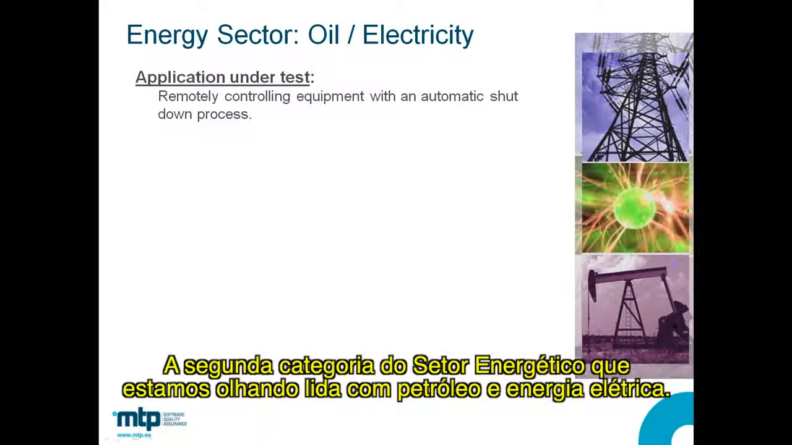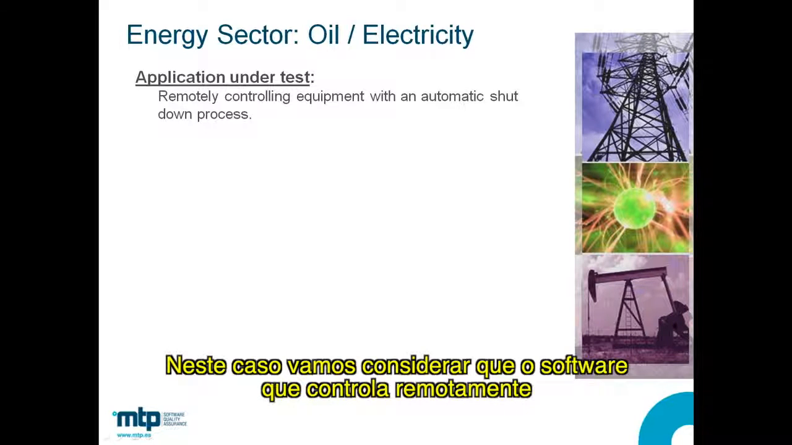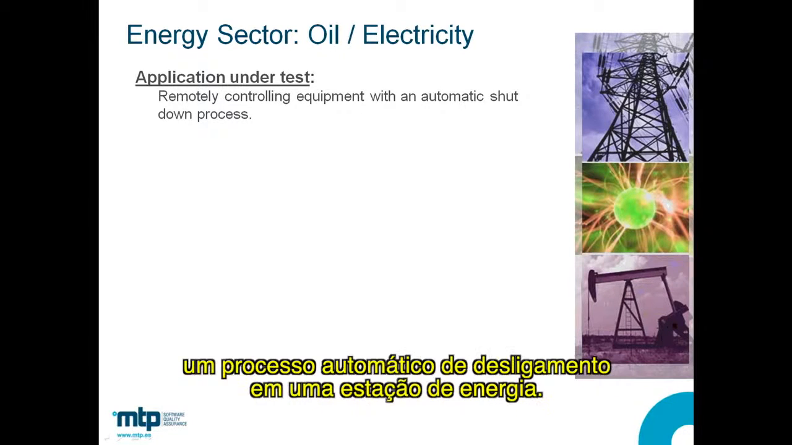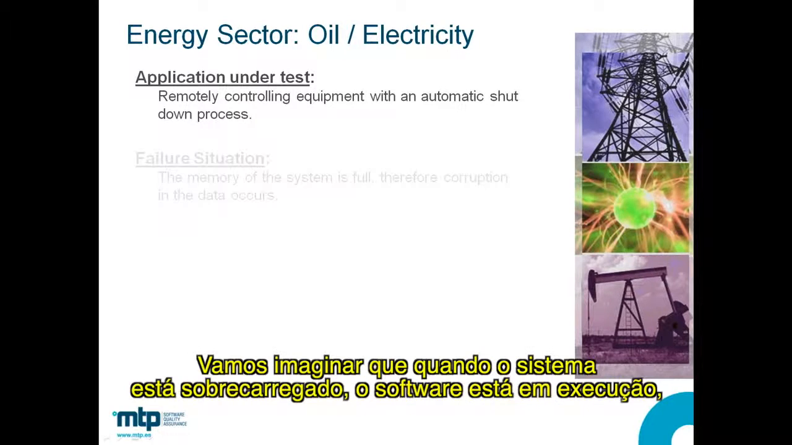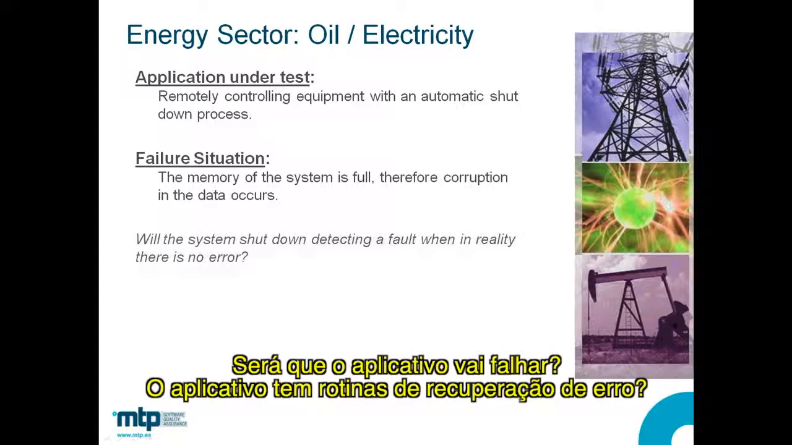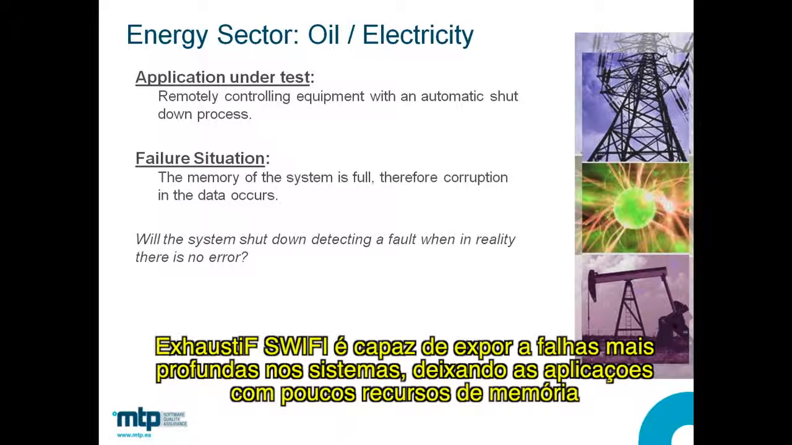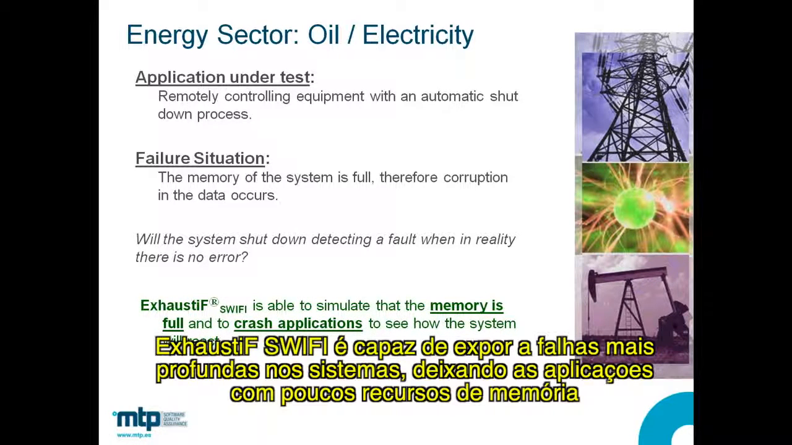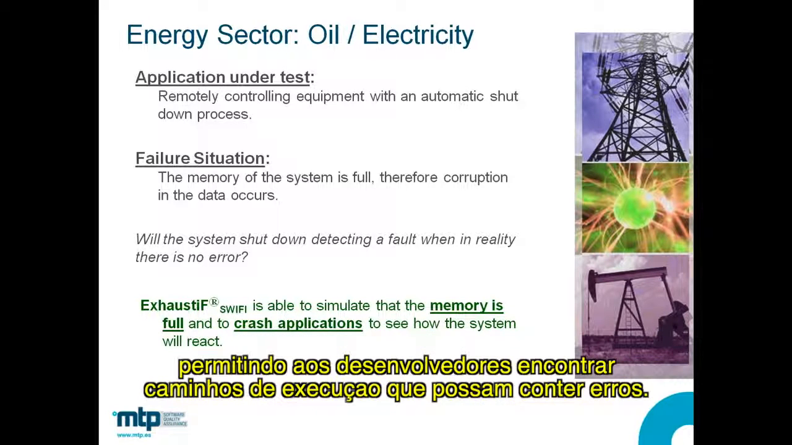The second category of the energy sector that we are going to take a look at deals with oil and electricity. In this case, we are going to consider a software that remotely controls an automatic shutdown process at an energy station. Let's imagine that the system where this software is running is overloaded, making very little memory resources available for this application. Will the application crash? Does the application have error recovery routines? ExhaustiF SWIFI is able to expose faults deeper in the systems by leaving the applications with low memory resources, allowing the developers to find execution paths which may contain errors.